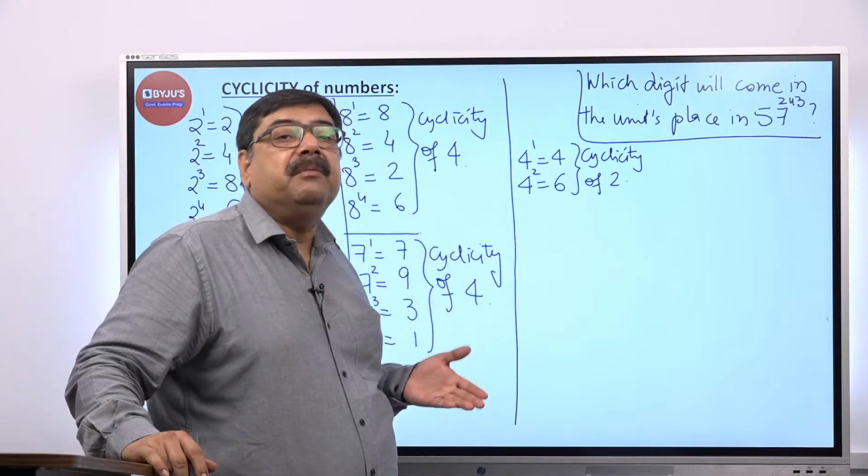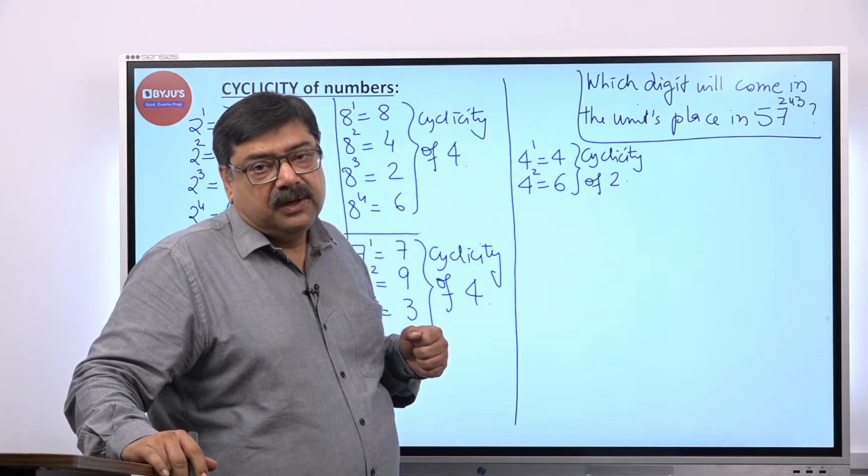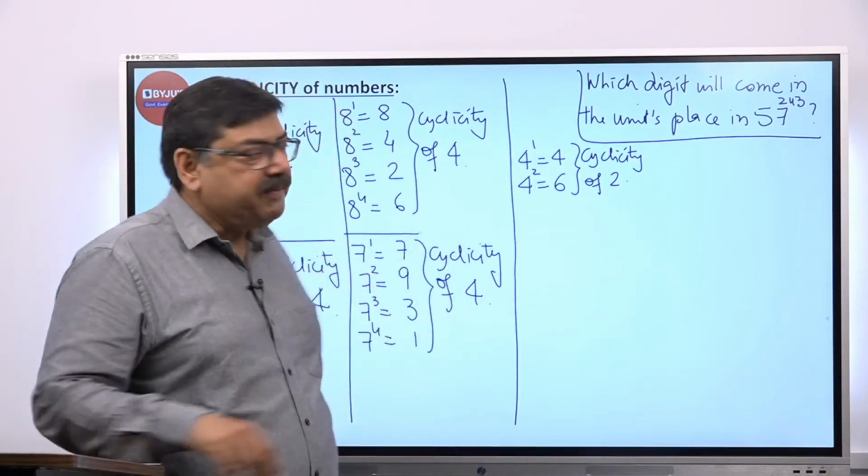हर दूसरी पावर के बाद में इकाई के स्थान पर, यूनिट्स प्लेस पर, जो संख्या है, जो भी अंक है, वो रिपीट होता जाएगा, दोहराता जाएगा अपने आप को.